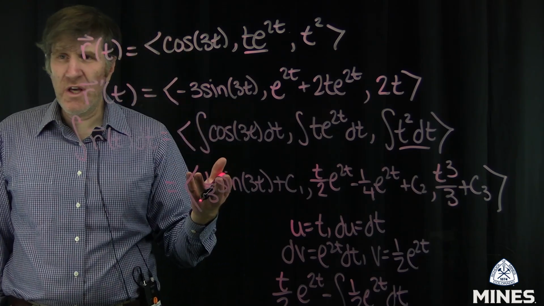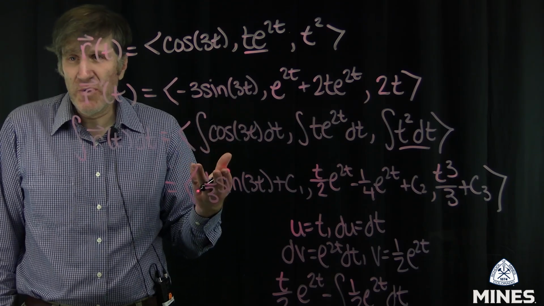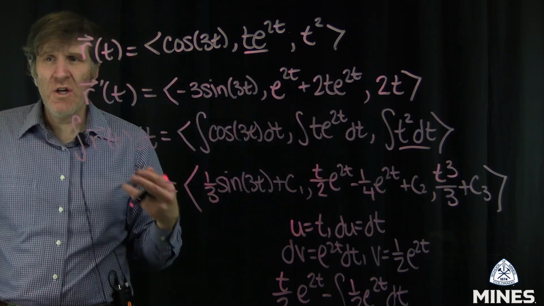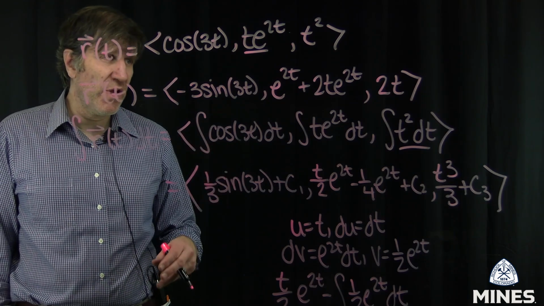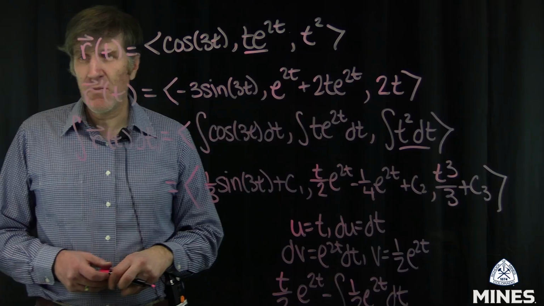All of the things that we need about derivatives, chain rule, product rule, quotient rule, can come into play here, and everything that we've learned about integrals, integration by parts, u substitution, partial fraction decompositions, all of that can come into play here, just depending on what our functions are in the vector valued function. But that's how it's done.